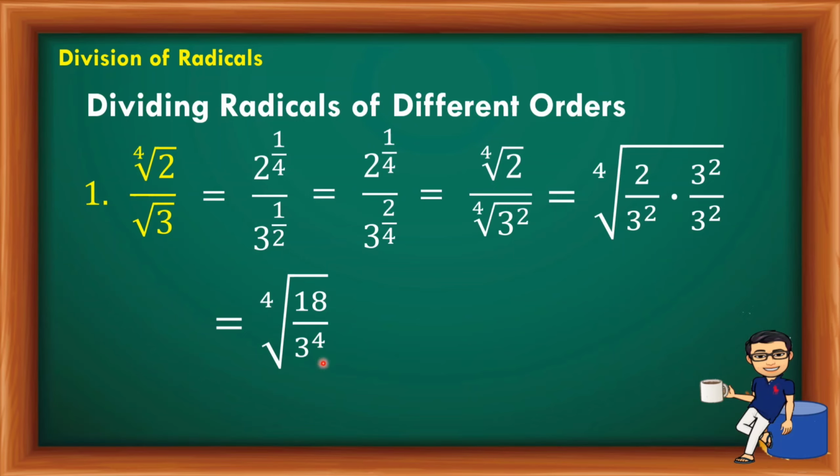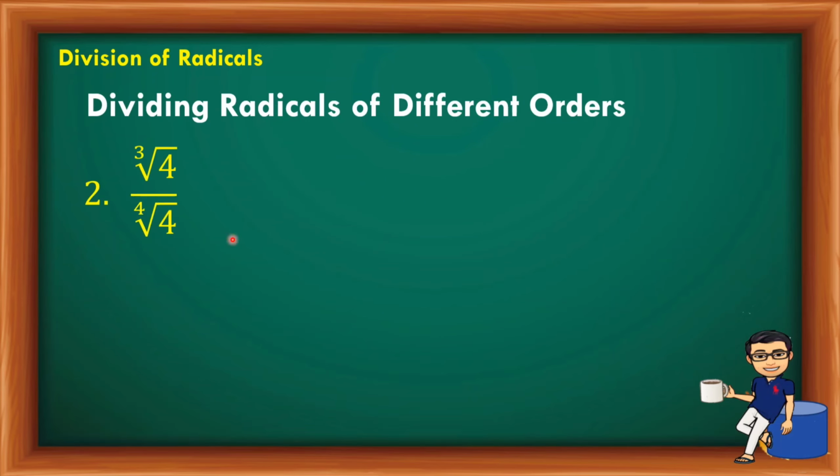And so, mapapansin natin, perfect fourth root na yung denominator. Kaya, ang magiging sagot natin ay fourth root of 18 over 3. Okay? So, that's about dividing radicals of different orders. Let's have another example. How about this one? Cube root of 4 divided by fourth root of 4.